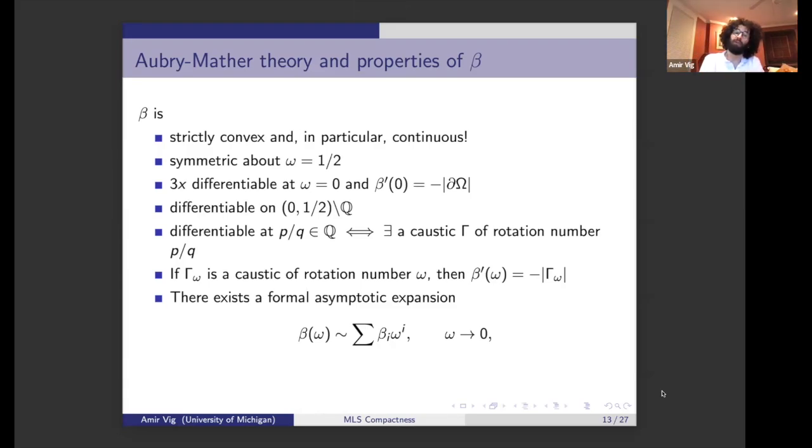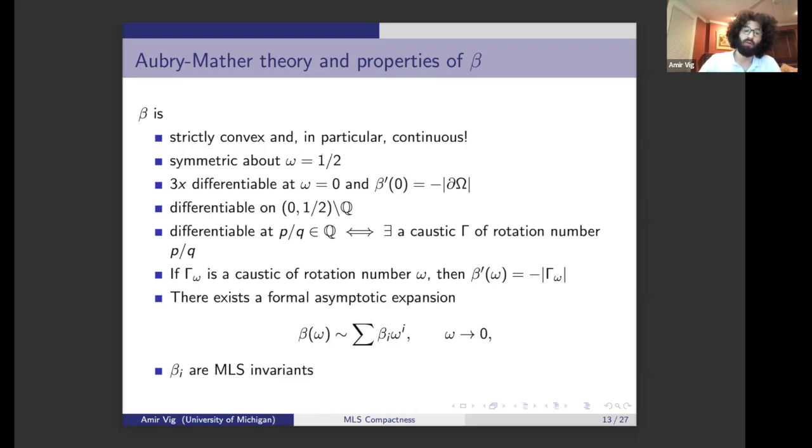It turns out that there's a formal asymptotic expansion of the beta function as the rotation number goes to 0. So of course, the beta function might not be smooth. All we know is that it's continuous and differentiable at some points. But since we have this Cantor set of rotation numbers corresponding to caustics, then we know that our beta function is actually differentiable on a Cantor set. And that is enough to define a formal Taylor expansion.